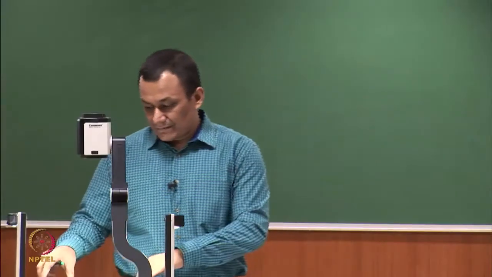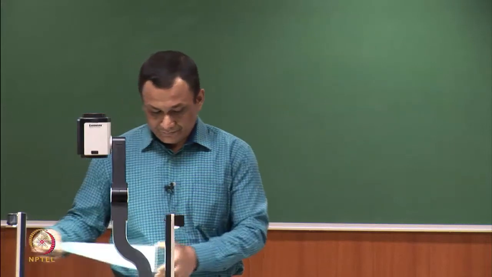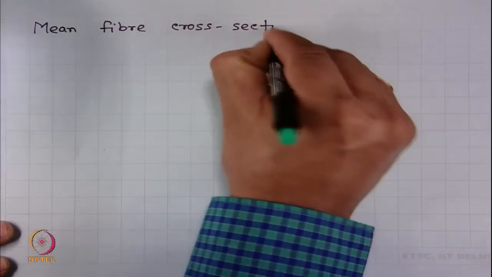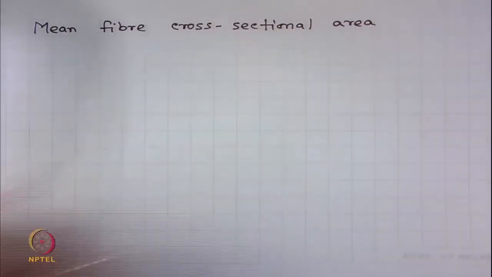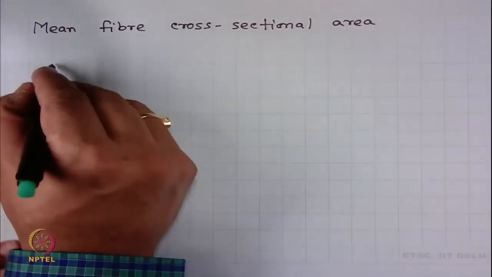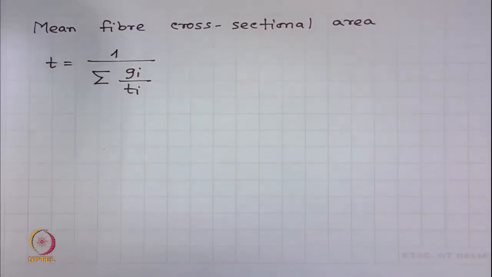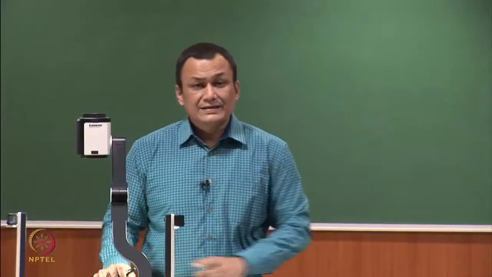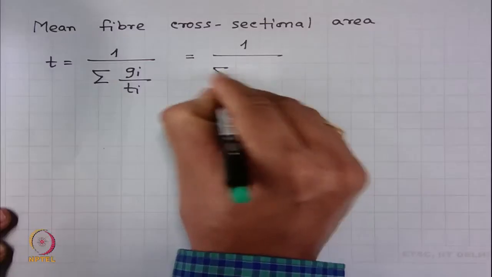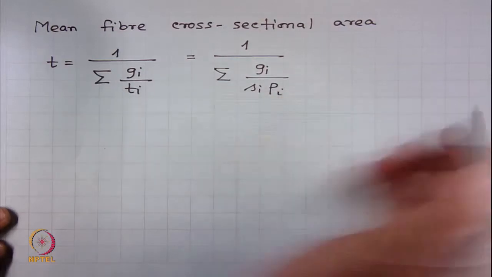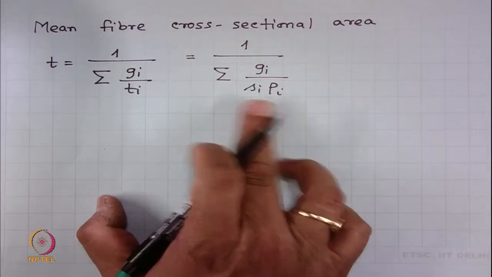Now, we go for another characteristic, that is mean fiber cross sectional area. Now, we have just now obtained T is equal to 1 by the summation of g_i by t_i. If you remember from module 1, fineness is related to cross sectional area and density of fiber. How is the relation? The relation is fineness is equal to cross sectional area multiplied by density.